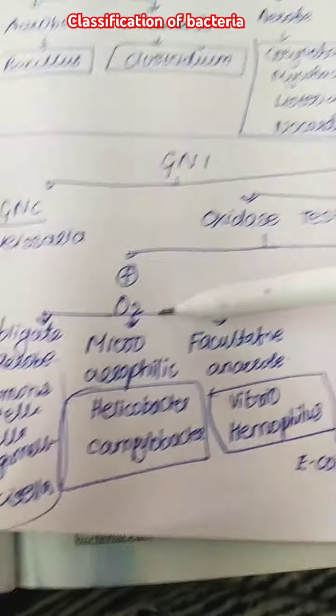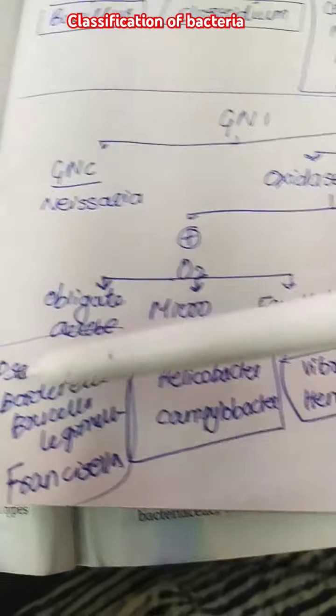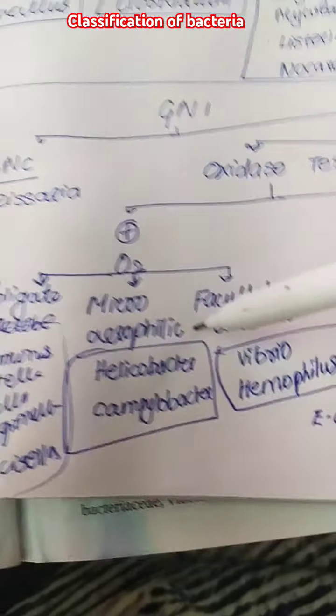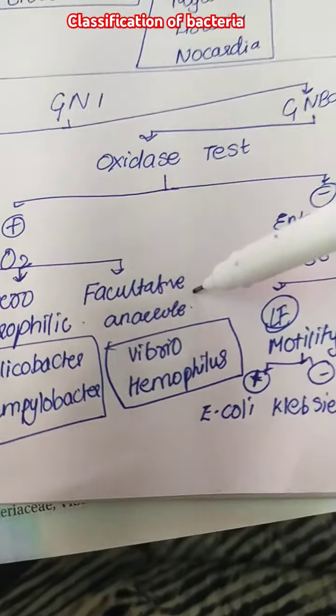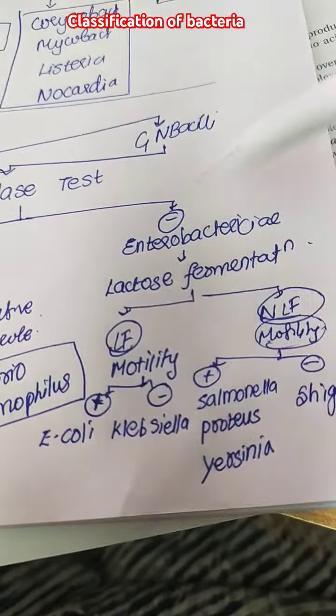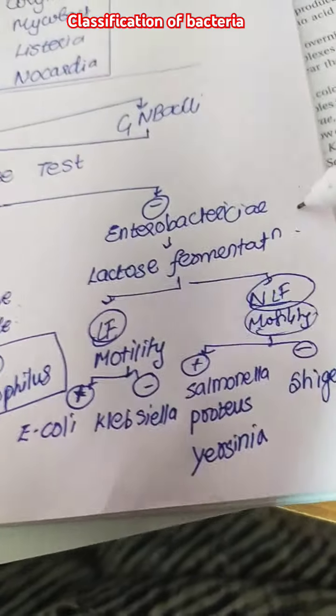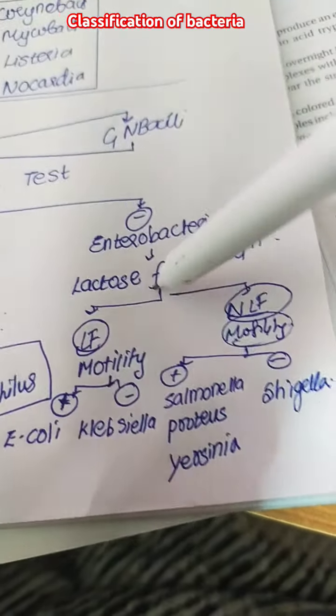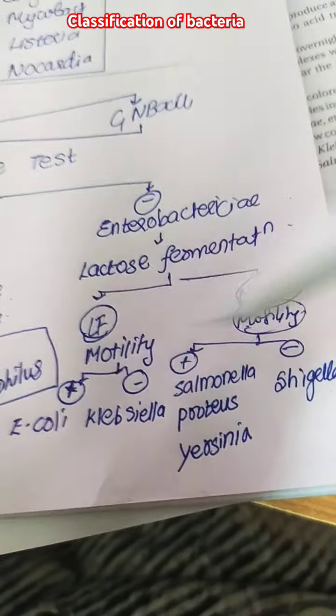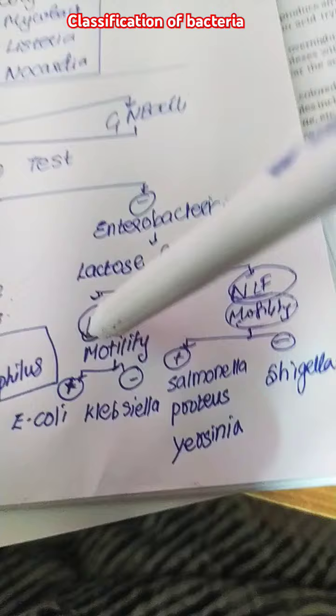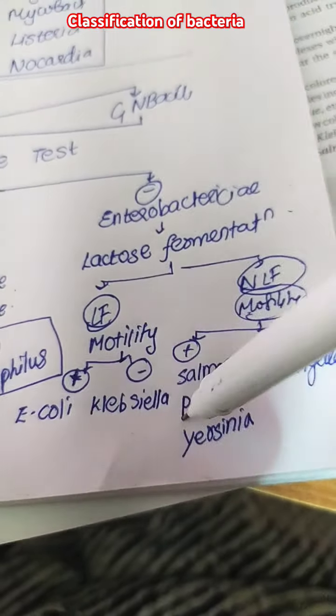If they are oxidase positive, we can divide into obligate aerobe, microaerophilic and facultative anaerobe. Talking about the oxidase negative, then they are Enterobacteriaceae family. So let's first discuss Enterobacteriaceae family. In Enterobacteriaceae family, you can divide into lactose fermenting and non-lactose fermenting. If they are lactose fermenting, you can divide into motile or non-motile.